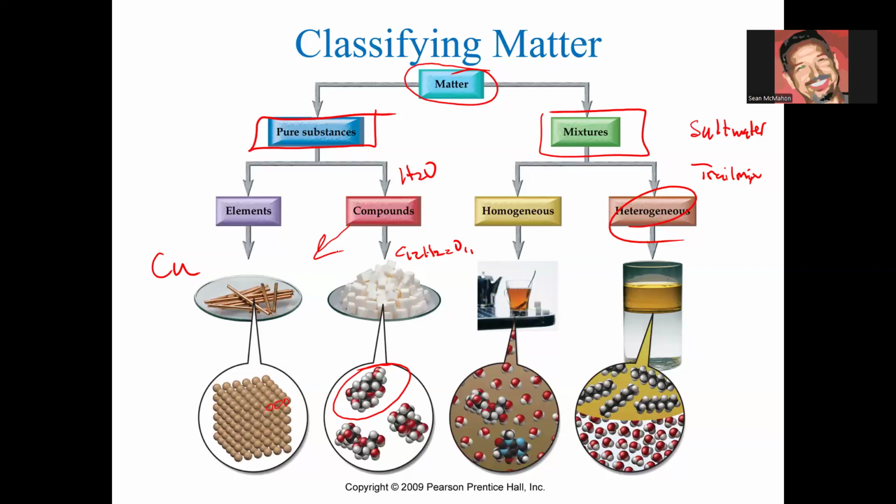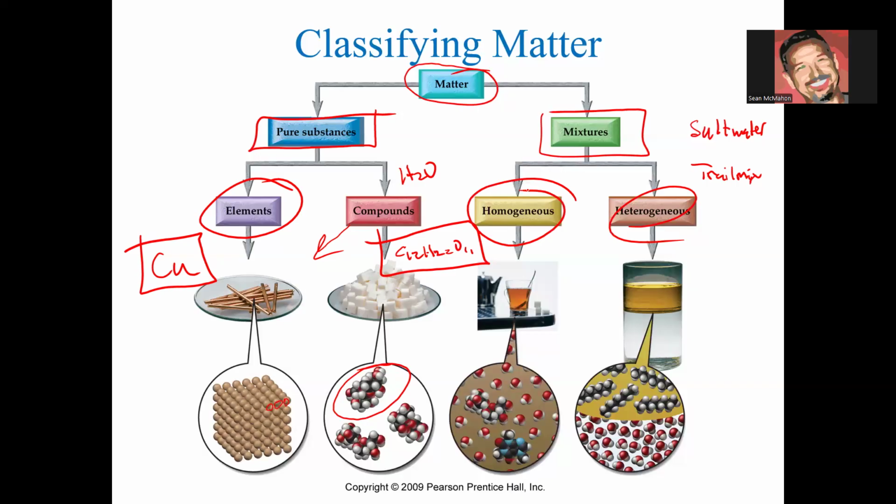But for the most part, when we think of pure substances, they have fixed ratios. They cannot be separated physically. And basically the difference between an element and a compound: an element is one type of atom. A compound is more than one type of atom chemically combined.